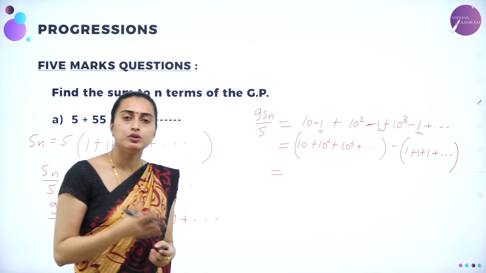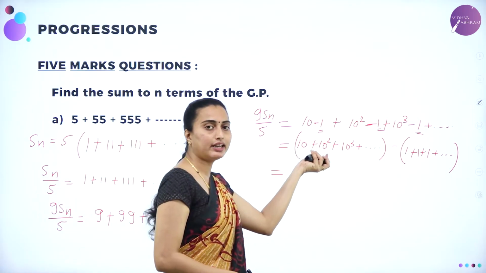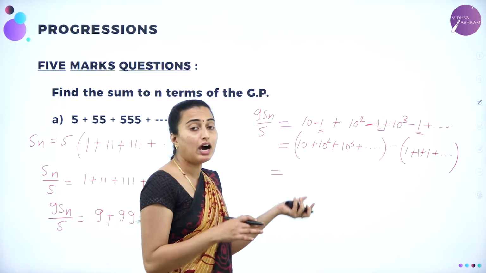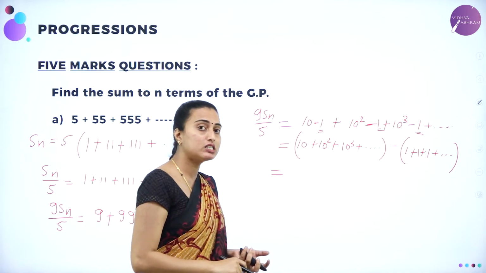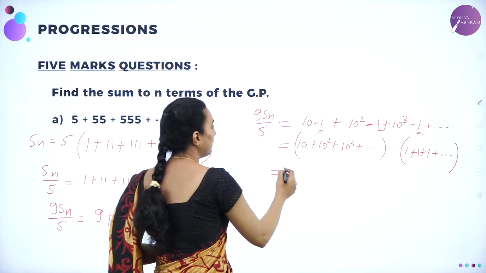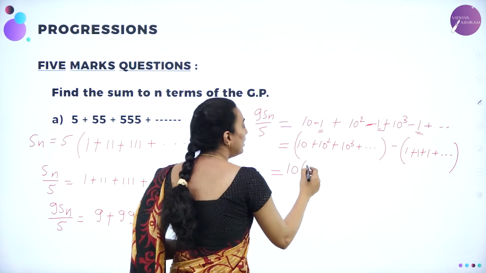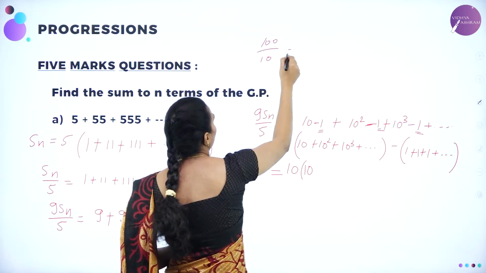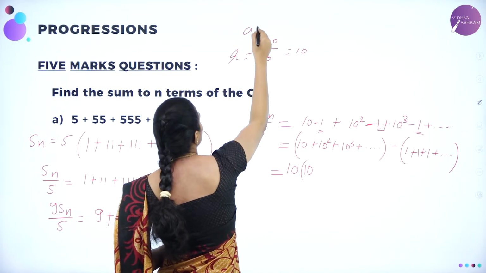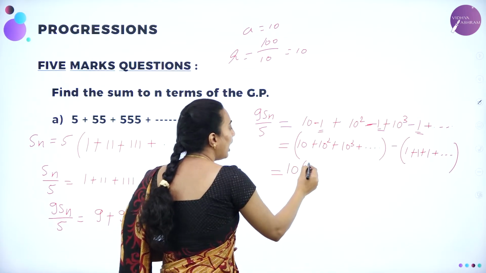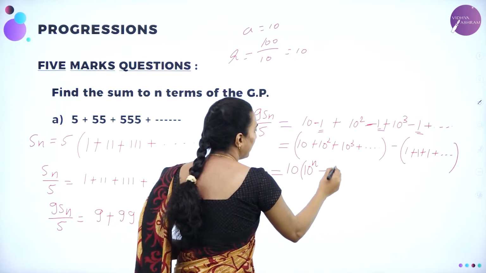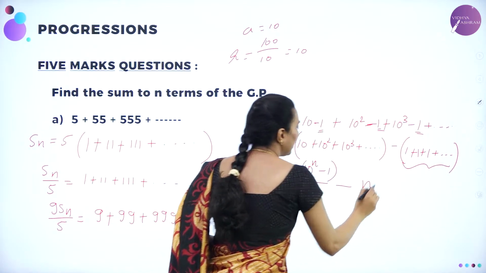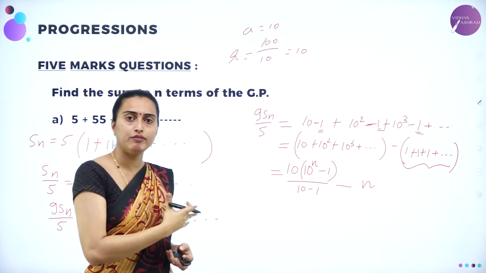Therefore, now you can write it as, see, the first term is 10, the second term is 100, correct? So, 100 divided by 10, which is 10 only. R is greater than 1. When R is greater than 1, the formula you have is: the first term A into R to the power of n minus 1 divided by R minus 1. Here 100 divided by 10 is 10 only. This is R. A is the first term, which is 10. So, A into R to the power of n, which is 10 to the power of n minus 1, divided by 10 minus 1, minus, how many terms of 1? N terms of 1 you have, because we are finding the sum to n terms only.